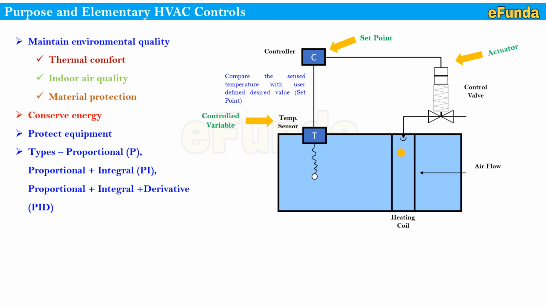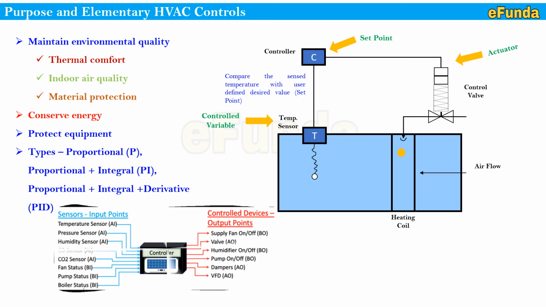Once the functionality or operation is done, then the key part is the sensor input, which is connected to the controller so as to get the desired output point. First are the sensor input points: temperature sensor, analog input; pressure sensor, analog input; humidity sensor, analog input; CO sensor, analog input; CO2 sensor, analog input; fan status, BI, that is a binary input, that is a digital input; pump status, BI; boiler status, BI. These are inputs to the controller.